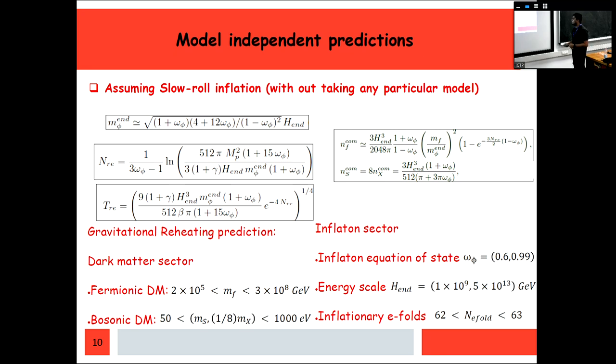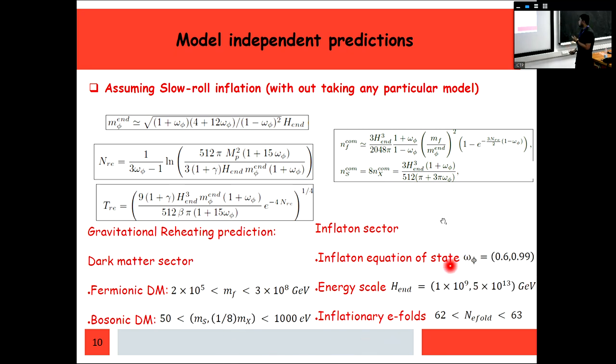And this is the expression for the co-moving number density of dark matter at the end of reheating. This gravitational heating model basically predicts the dark matter mass will be within 10 to the 5 to 10 to the 8 GeV for fermionic dark matter. And for bosonic dark matter, it's of the order of 52,000 electron volt.